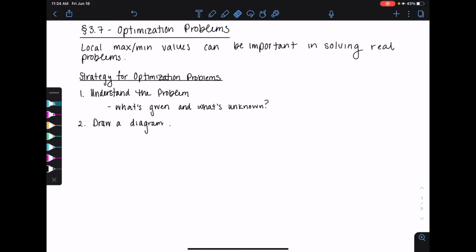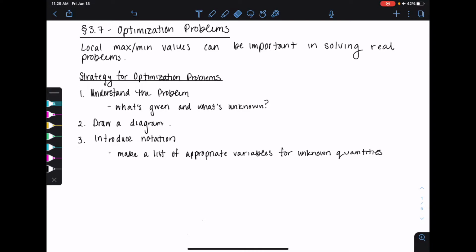So if you're dealing with some type of fencing, if you're dealing with a box, if you're dealing with a frame of some sort, draw a picture so this way you're able to label it and you're able to keep track of all of your pieces. You're going to have variables, so you're having unknowns. You want to introduce notation, and there's likely multiple unknown variables: volume, area, length, width, height. There could be many things that you don't know what the quantities need to be. So you want to make a list of appropriate variables for their unknown quantities.